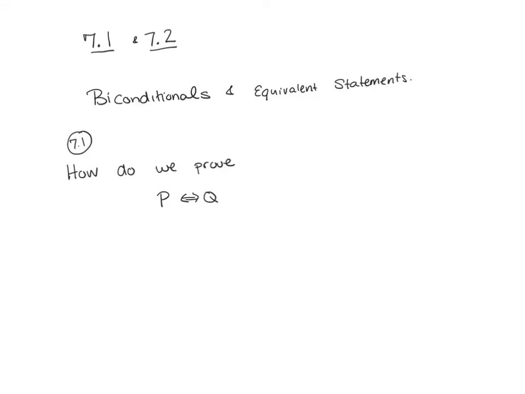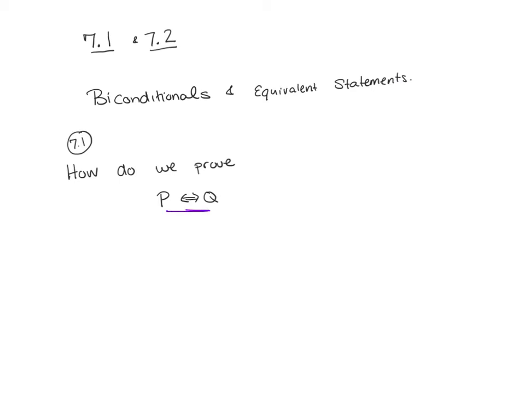In Chapter 7, we talk about proving different types of statements. So far, we focus mostly on proving conditional statements of the form P implies Q. So now we're going to talk about proving biconditionals and then equivalent statements. So they're very similar to what we've already done. So let's just talk about 7.1 first, which is on biconditionals, or statements of the form if and only if.